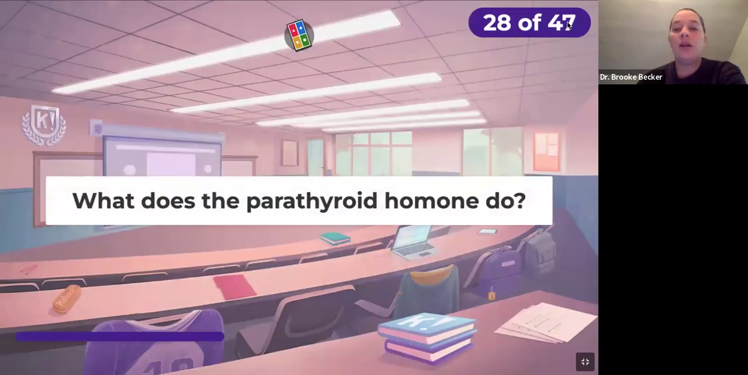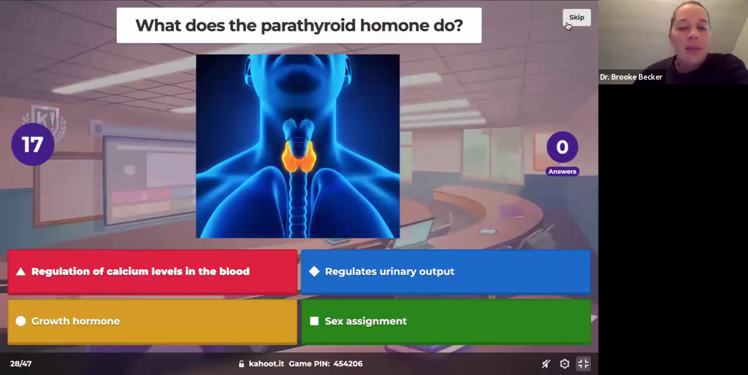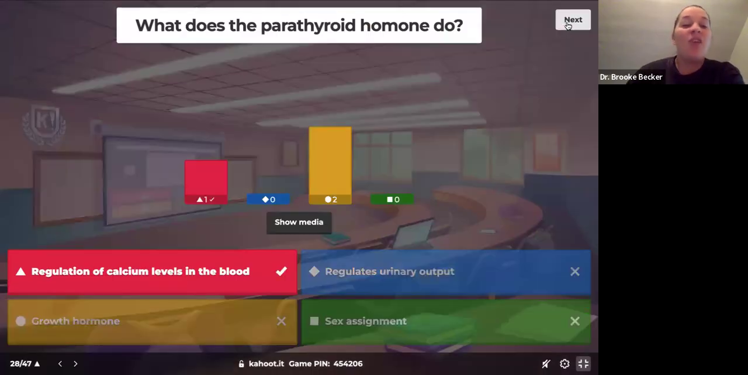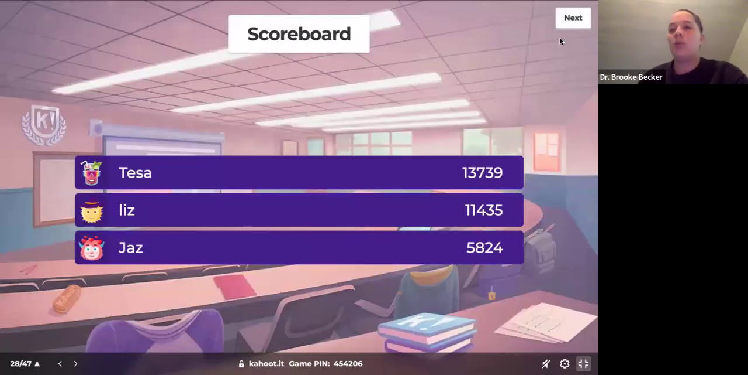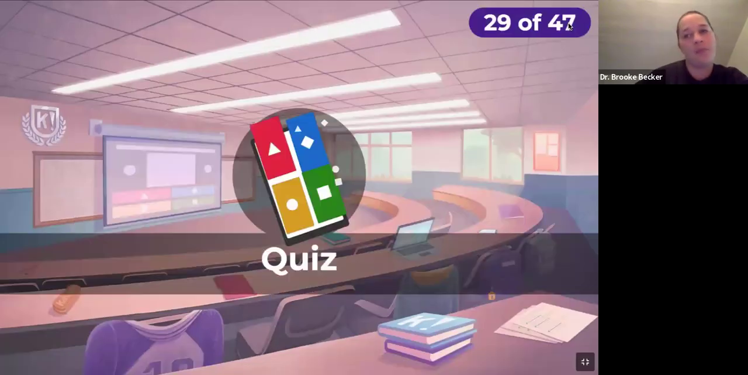What does parathyroid hormone do? Regulation of calcium levels in the blood, regulates urinary output, growth hormone, sex assignment. Okay, it regulates your calcium levels in the blood. Okay, good. Parathyroid hormone helps regulate your calcium.